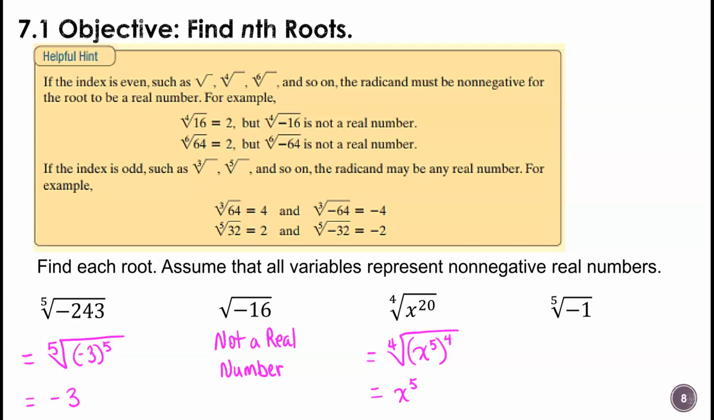Okay, so -1. If I'm taking an odd root of -1, it's always going to be -1. So whether it's a cube root, fifth root, seventh root, because I can write it, right? -1 to the fifth power is still -1. And I can do that with any of these when it comes to -1. So my answer is -1.